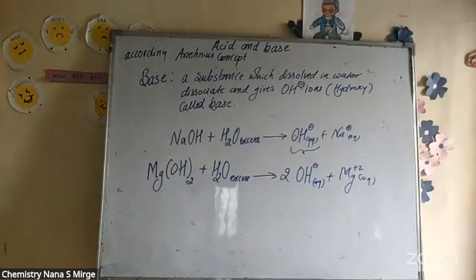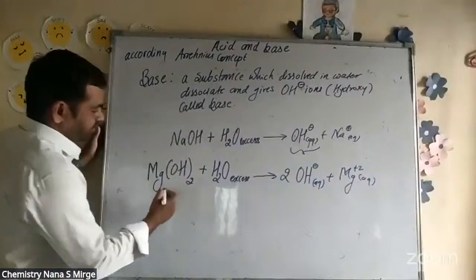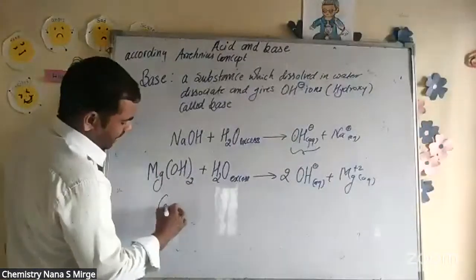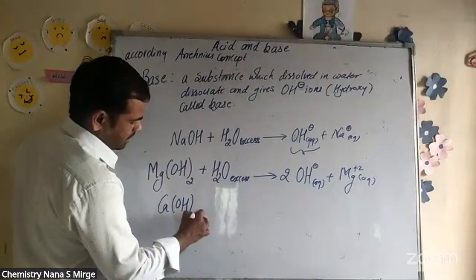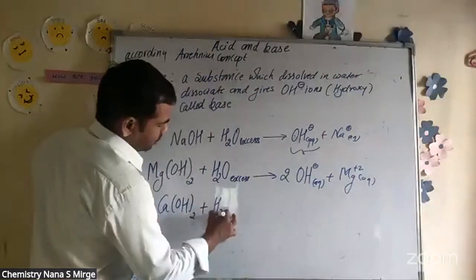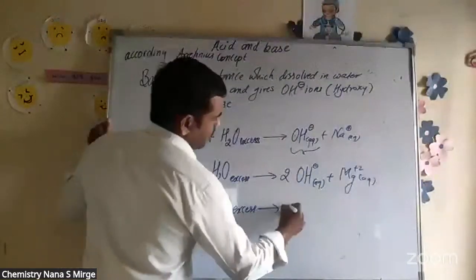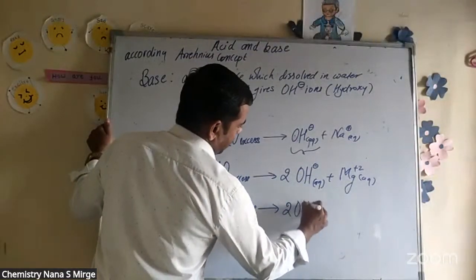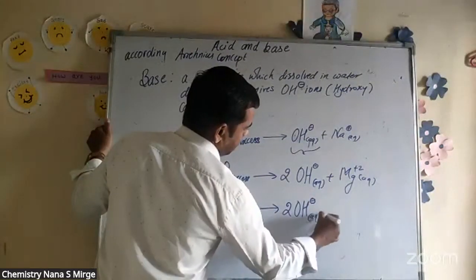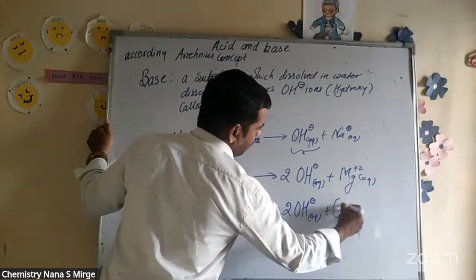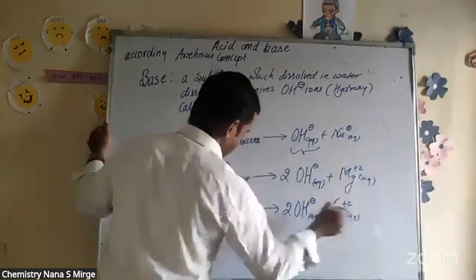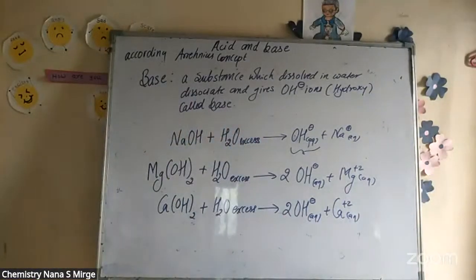So we have a lot of examples. Okay sir, yes, I got your point. Then again you have calcium hydroxide, with 2 times H2O in excess. It dissociates and gives 2 times OH negative ion, and Ca twice positive ion in aqueous form. Again, calcium is dissociated into its ion form.